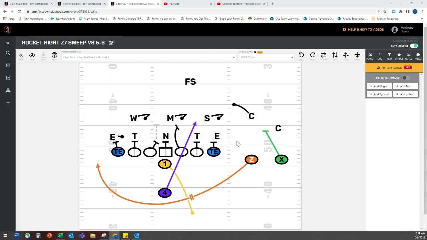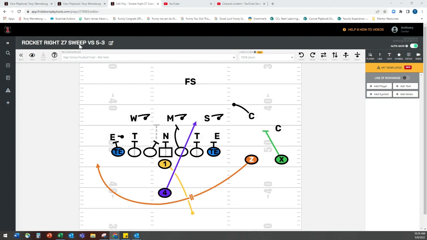Hello, everybody. We are going to take a look at another play and continue to deepen our understanding of how to read the playbook today. First of all, we're going to look at the name of the play. This is Rocket Right Z7 Sweep versus a 5-3 defense. Rocket Right Z7 Sweep is the name of this play that we would call in the huddle.